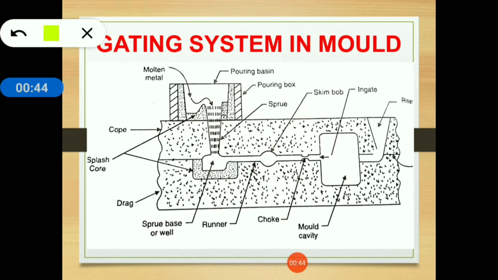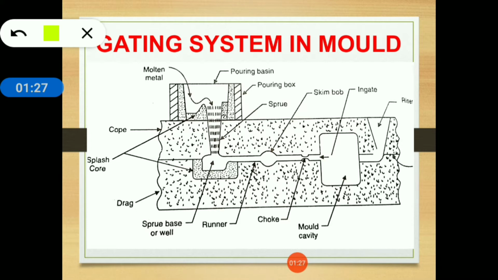First one is the pouring basin. The pouring basin is a reservoir through which your molten metal can enter. It is just the entrance of a gating system, and it is known as a reservoir because you pour the molten metal over here from the ladle, and it stays for a very small time, and once it is filled up, it will slowly enter into the sprue like this.